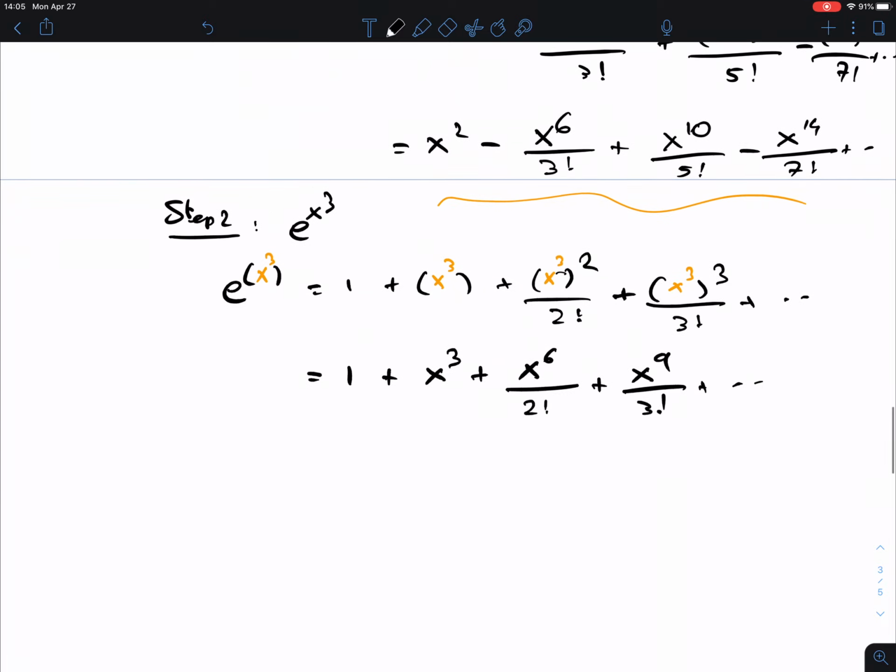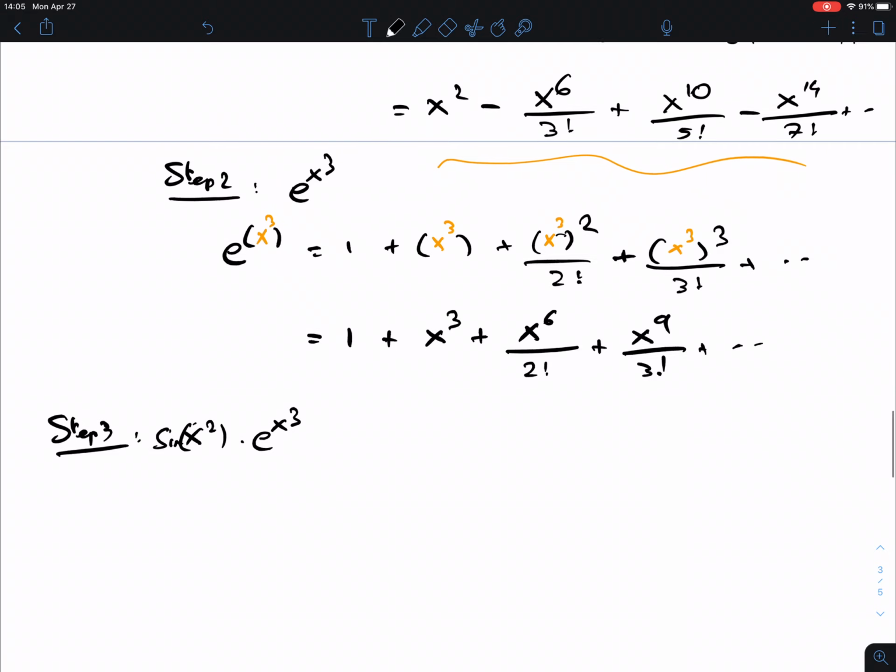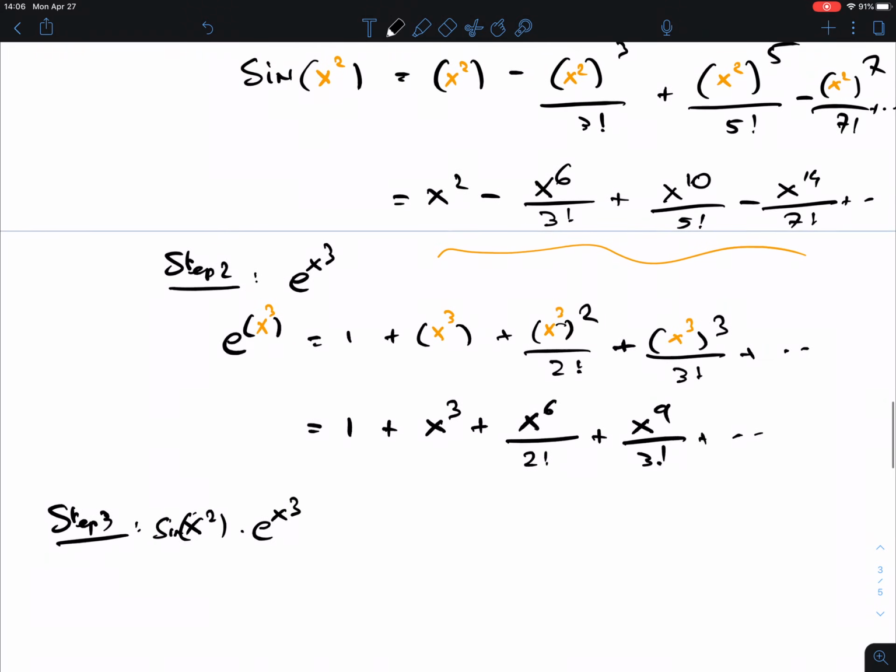And now we have to multiply, so step 3. This is, of course, where it gets a little bit messy. We have to do sine x squared times e to the x cubed. Let's get our series. So we have x squared minus x to the 6th over 3 factorial plus x to the 10th over 5 factorial minus x to the 14th divided by 7 factorial.